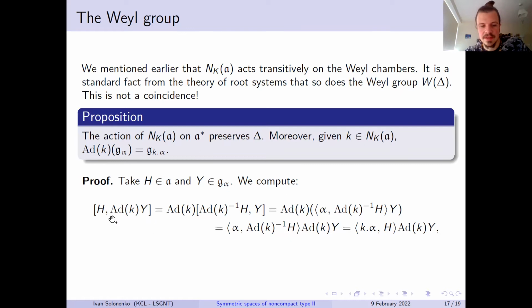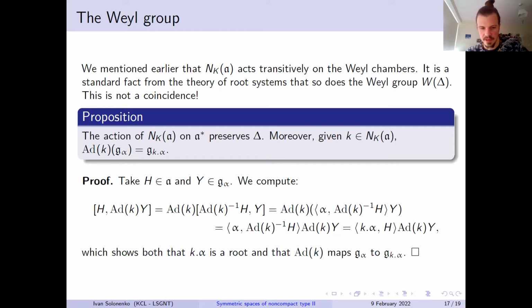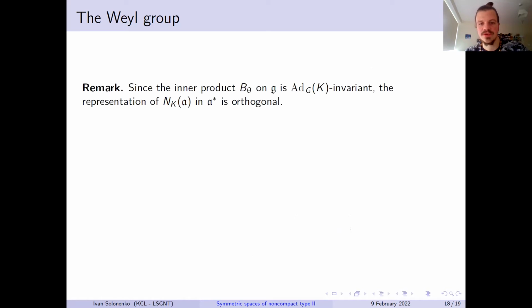But now we've shown that if I act adjointly by H on this vector Ad K Y, it's the same as to multiply this vector Ad K Y by this number, K alpha of H. And this shows both that K dot alpha is a root and that the adjoint of K maps G alpha to G K alpha. Any questions here? Okay.